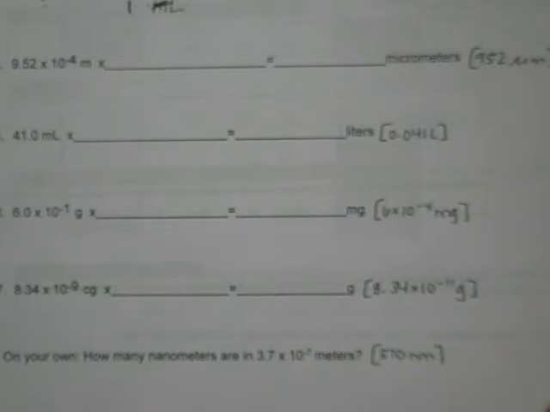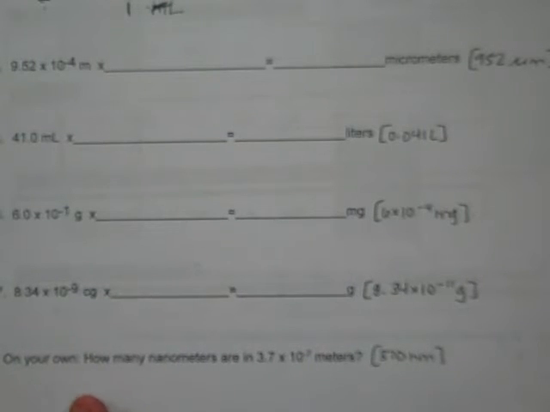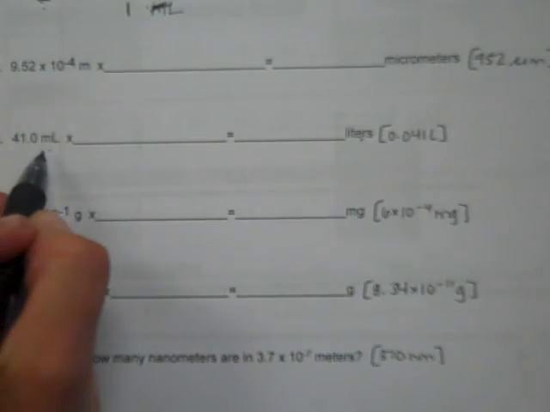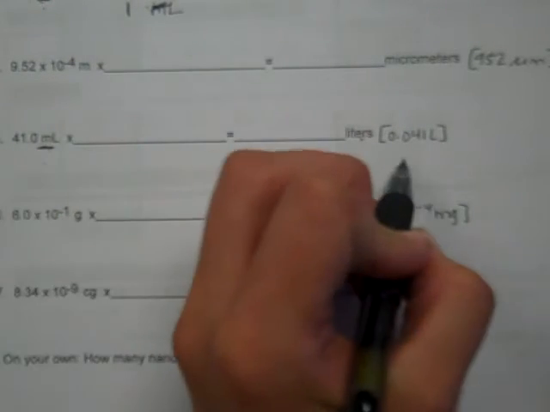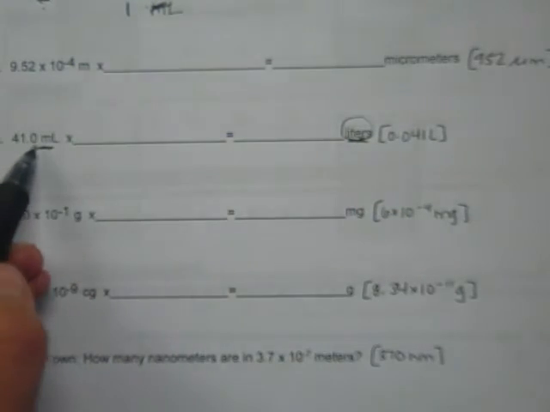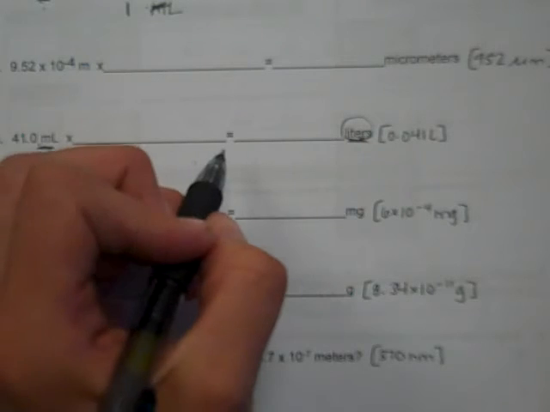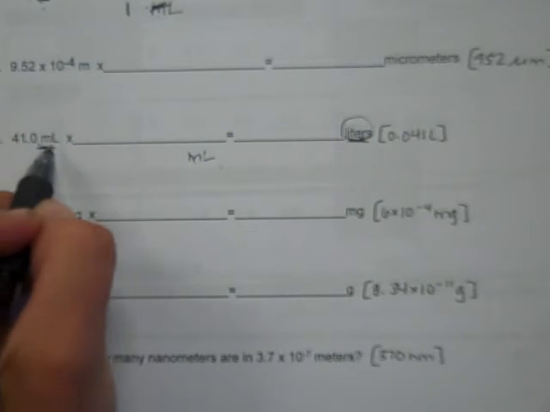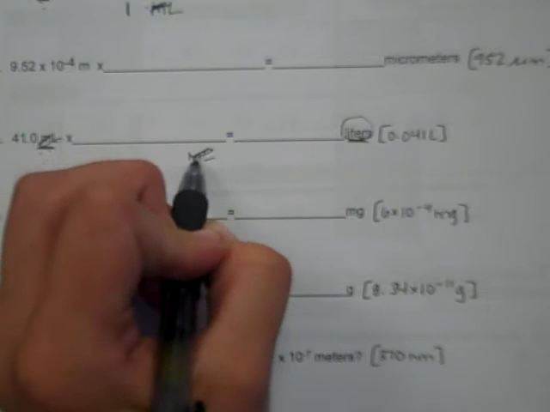I'll do number 5 and number 7, and then I want you to try the rest on your own. So number 5, you have 41 milliliters, and you're trying to get to liters. So here's the unit they give you, milliliters, and you're trying to get to liters. So if we're trying to get rid of milliliters, we need to put it in the denominator. You do the same thing on top and bottom, they're going to cancel.